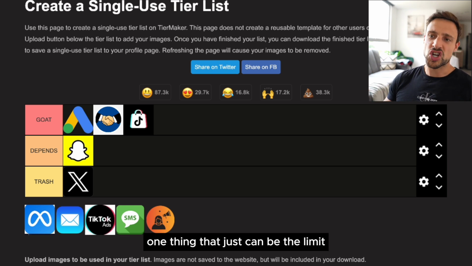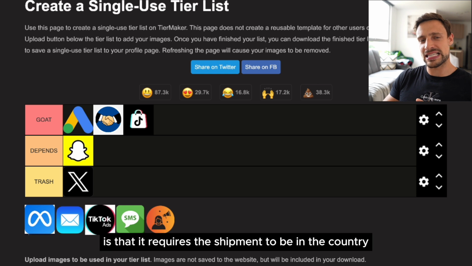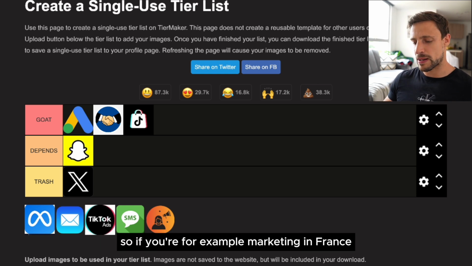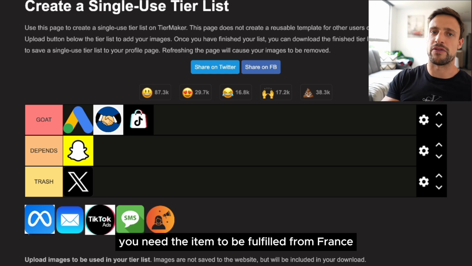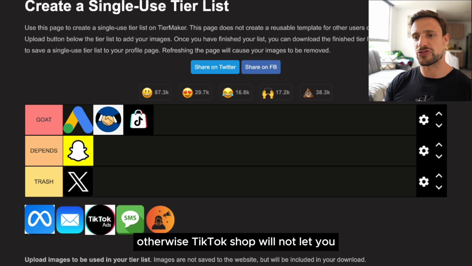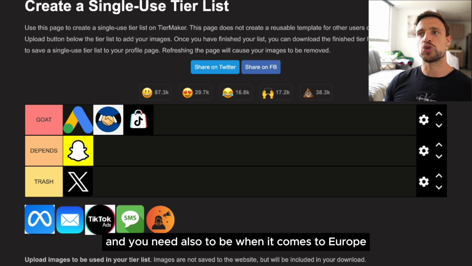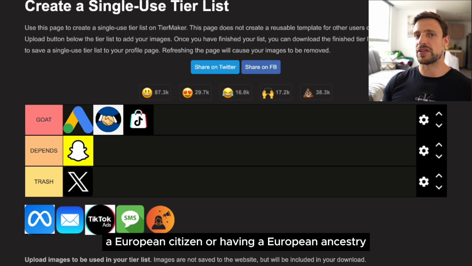One thing that can be the limit is that it requires the shipment to be in the country where you're marketing. So if you're, for example, marketing in France, you need the item to be fulfilled from France. Otherwise, TikTok Shop will not let you. And you also need to be, when it comes to Europe, a European citizen or have a European entity.